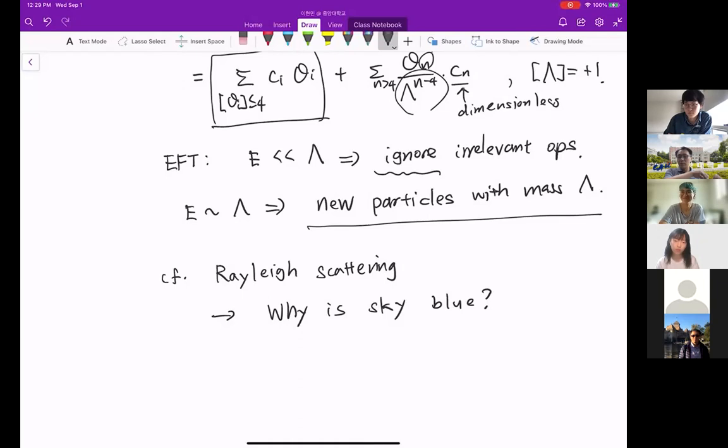So how is the rainbow formed? Yeah, that's a related question, but first, why is the sky blue? And why is there a sunset? You can see a nice sky at sunset. I mean, why is the sky so red when you see the sunset?